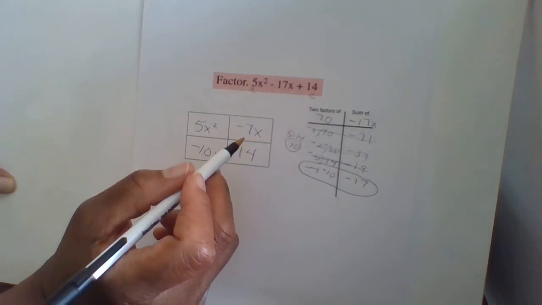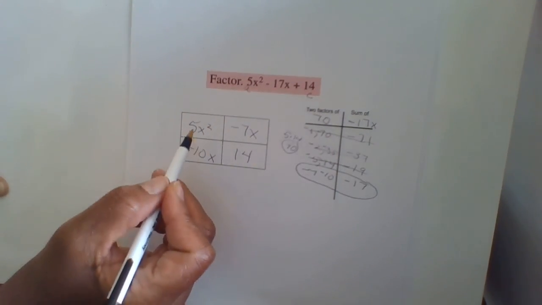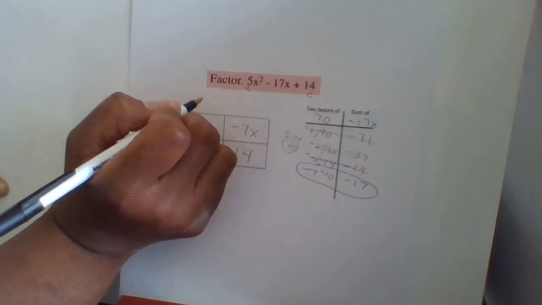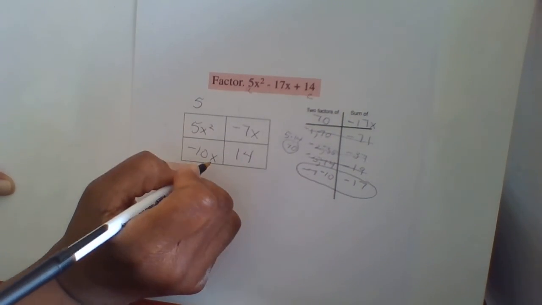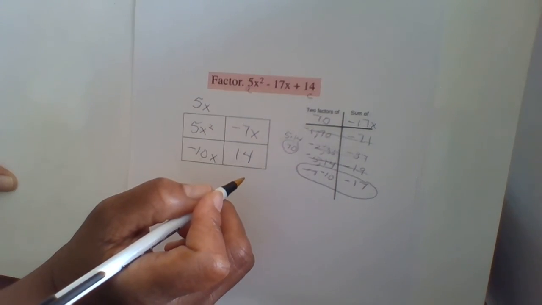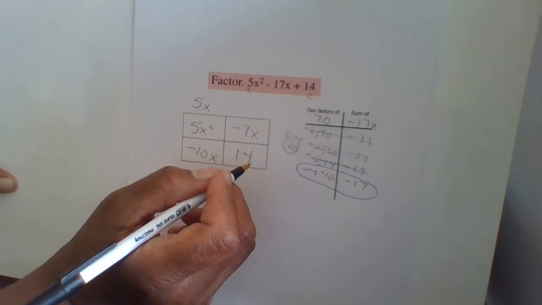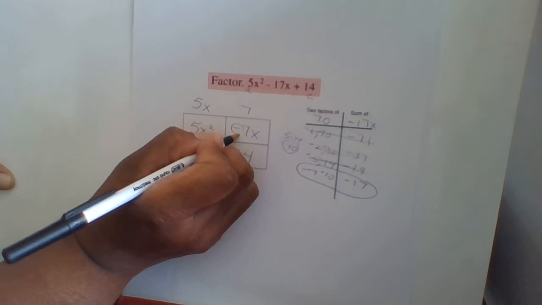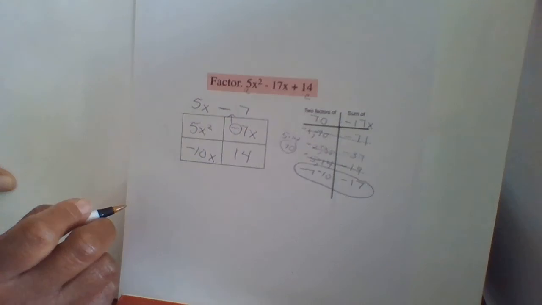So now we need to factor out the greatest common factor among the rows and the columns. So let's start with the columns. 5x squared and negative 10x both can be divided by 5. It's above the column. And x squared and x can both be divided by x. What does negative 7x and 14 both have in common? Well, both of them can be divided by 7. But since this term right here is negative, I'm going to put minus between the two.